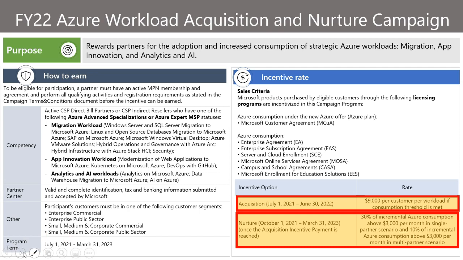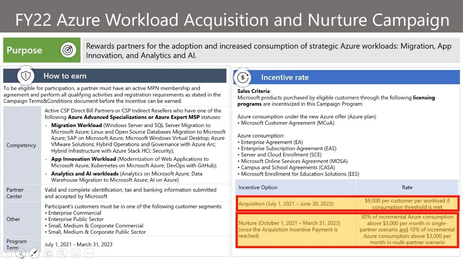For this campaign, you must have one of the Azure Advanced Specializations or Azure Expert MSP statuses in order to earn incentive payments. The list of workloads you can see on this slide, or more details in terms and conditions. If we talk about customers, your customers must be in one of the following customer segments: enterprise commercial, enterprise public sector, SMC commercial and SMC public sector.